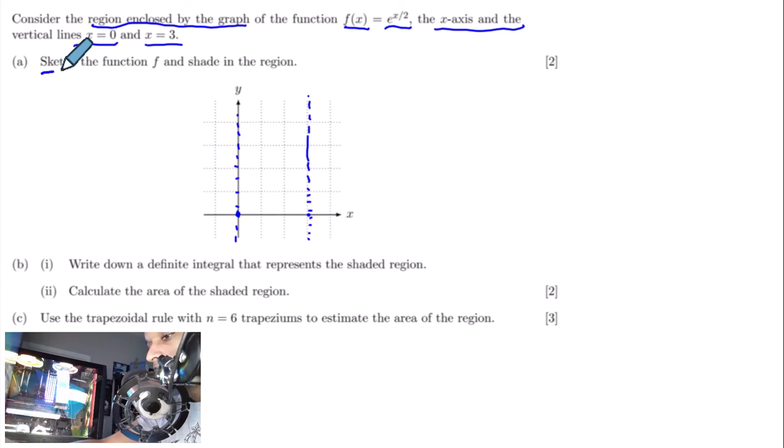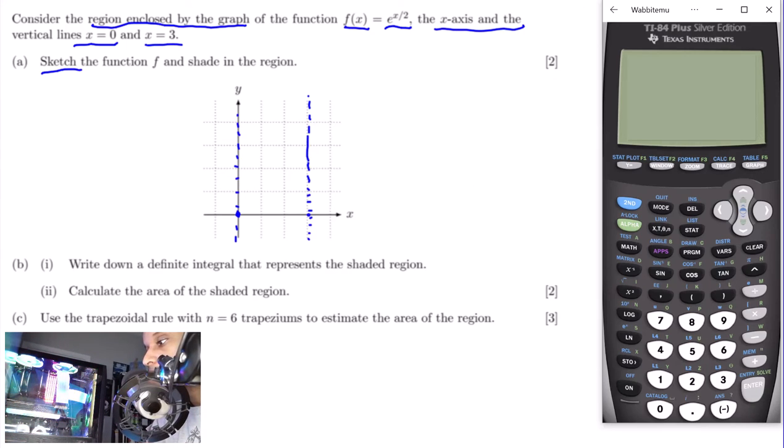And notice how it says sketch. It doesn't have to be super exact. Easiest way to do this is to just get out your graphing calculator to see what it looks like. So let's see if you remember how to do this.